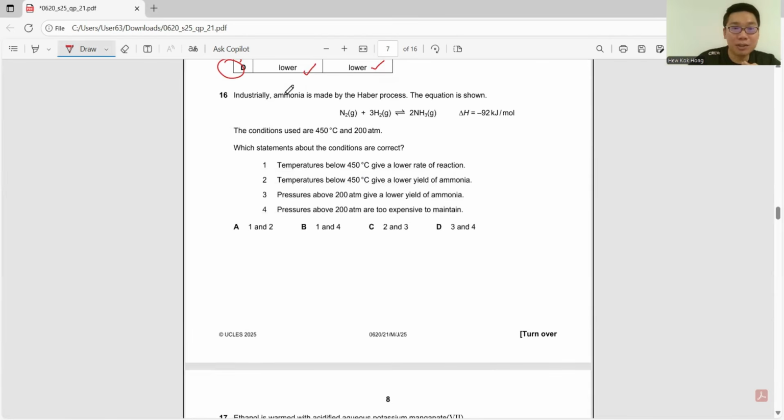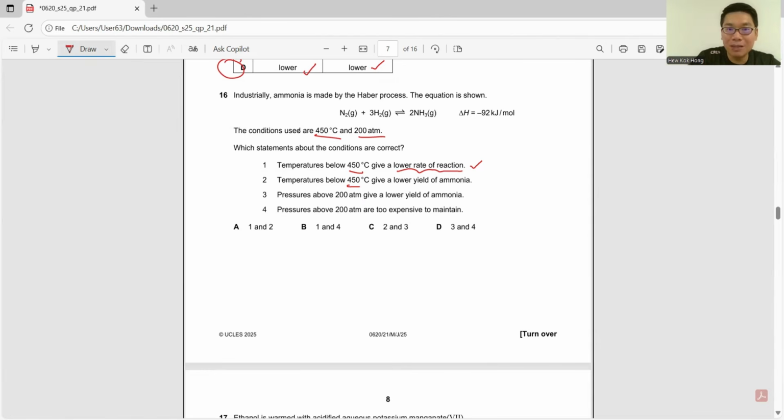16. Industrially, ammonia is made by the Haber process. The equation is shown, and the conditions used are shown. Which statements about the conditions are correct? Temperature below 450 gives a lower rate of reaction. Yes. Low temperature gives a low rate of reaction because kinetic energy is lower.